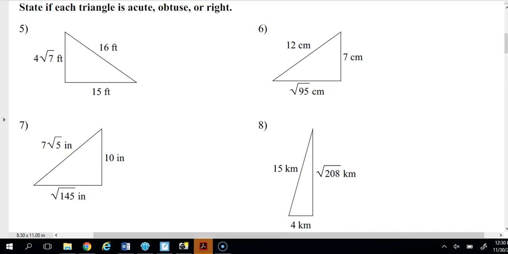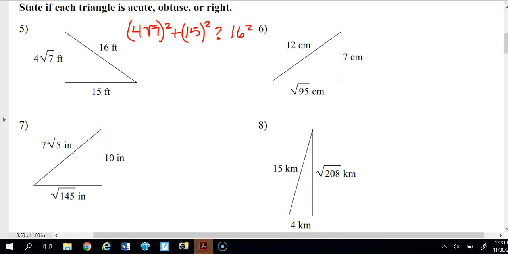So now we're going to do the next problem set. It says state if each triangle is acute, obtuse, or right. So we're going to use our Pythagorean theorem here and compare a squared plus b squared to c squared. So on this one, our longest side is the 16, so we're going to make that c. So we're going to do 4 square root of 7, and we're going to square that. We're going to add that to 15 squared, and we're going to compare that. Let's see how it relates to 16 squared.